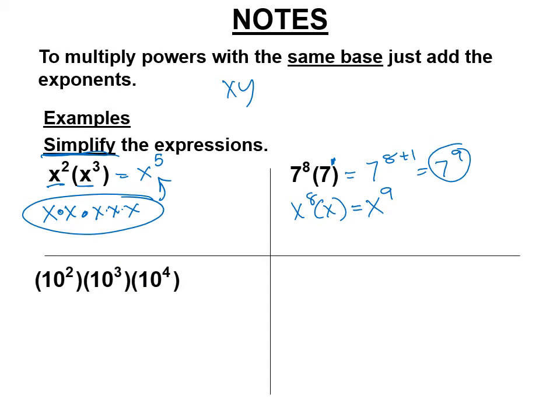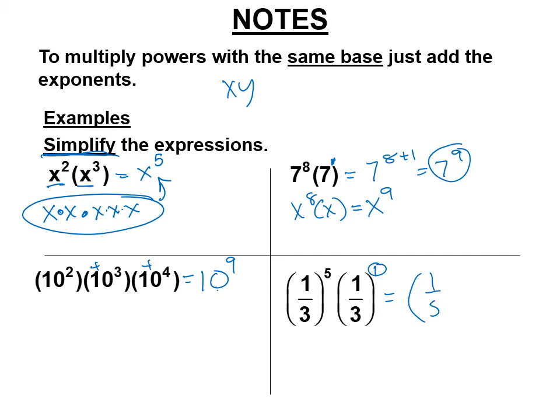So this is 10 squared times 10 cubed times 10 to the 4th. What does that have to be? Well, you treat it just like x. You keep the x, so it would be 10, and 2 plus 3 plus 4 is 9. That's 10 to the 9th. 1/3 of the 5th times 1/3. Remember, there's a 1 there. That's really the only possible area of mistake. Also, that you have to remember to bring these parentheses along, and it's 1/5 to the 6th.